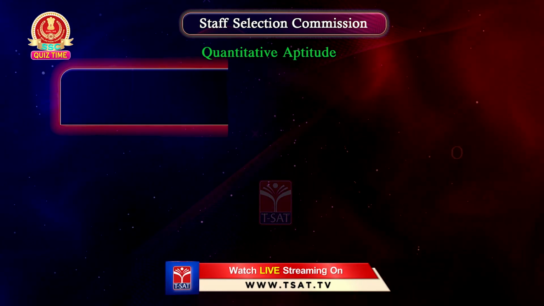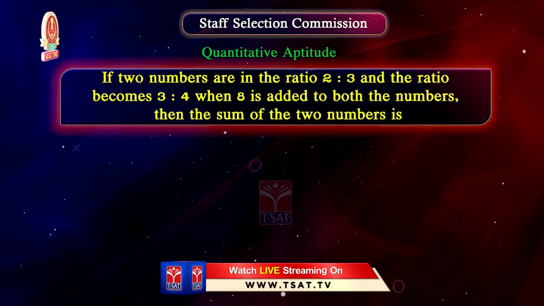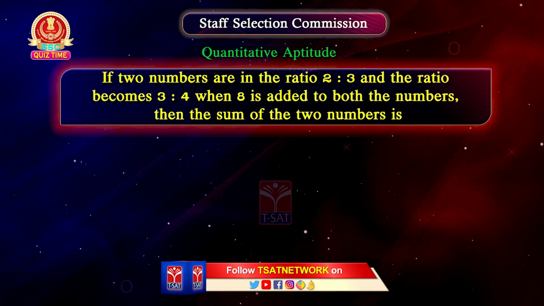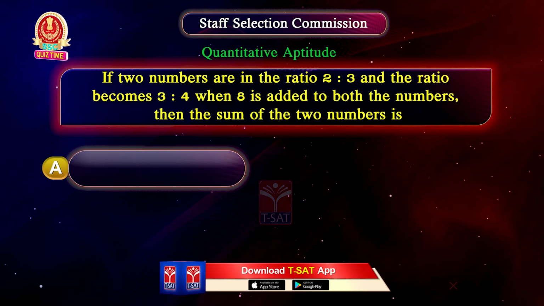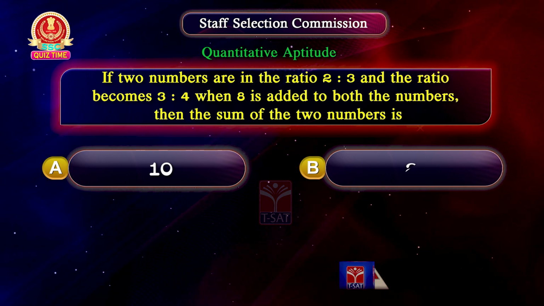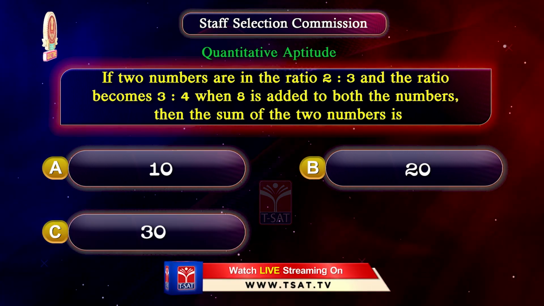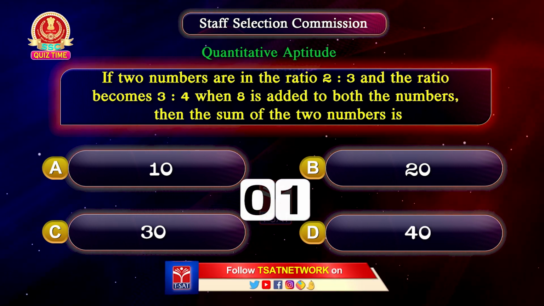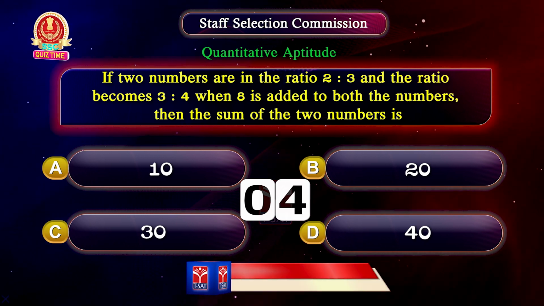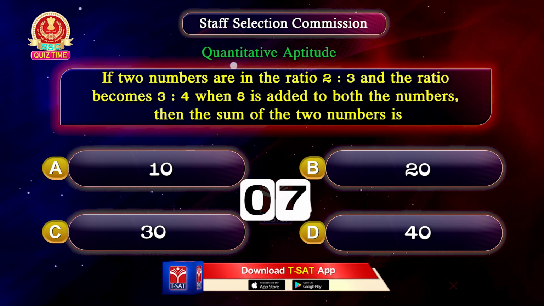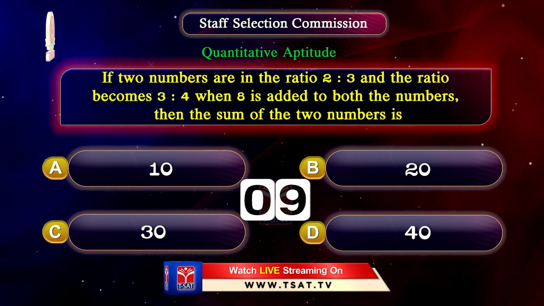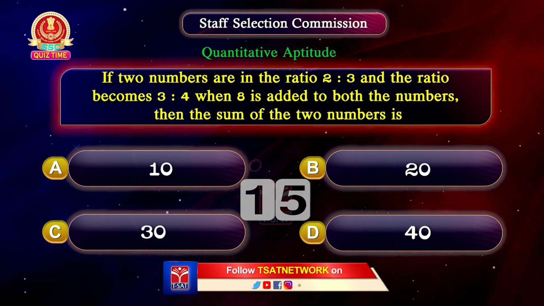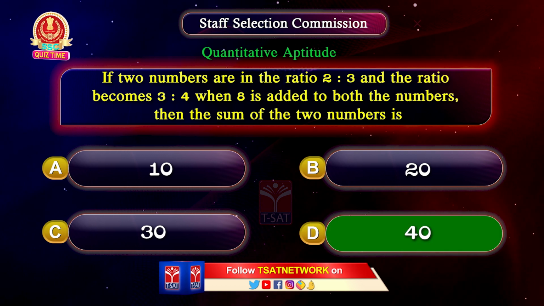Next question. If two numbers are in the ratio 2:3 and the ratio becomes 3:4 when 8 is added to both the numbers, then the sum of the two numbers is: option A, 10; option B, 20; option C, 30; option D, 40. Your time starts now. The correct answer is option D, 40.